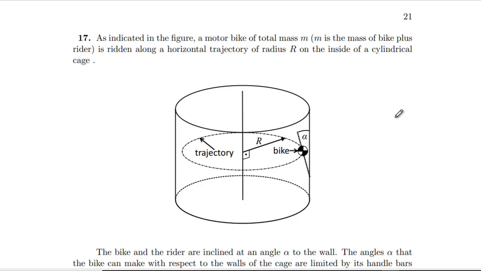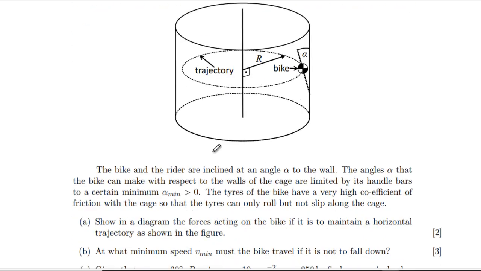Right, continuing on with the 2020 Oxford PAT, we're on to question 17. As indicated in the figure, a motorbike with total mass m, which is the mass of the bike plus the rider, is ridden along a horizontal trajectory radius r on the inside of a cylindrical cage. The bike and the rider are inclined at an angle alpha at the wall.